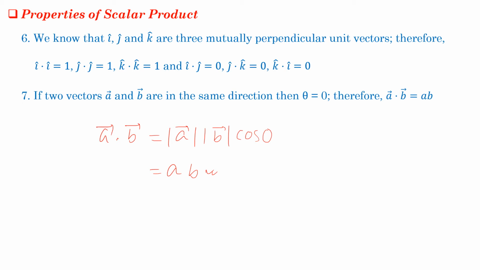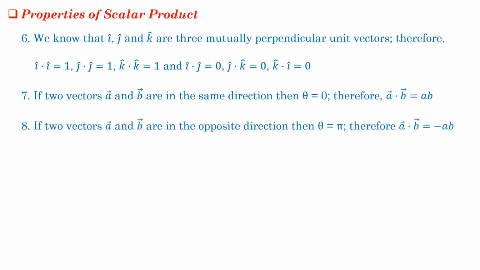Okay, then if two vectors a bar and b bar are in the opposite direction, then theta is equal to pi, and in that case a dot b is equal to minus ab. Very simple, because cos pi will be equal to minus 1. Just put in the previous one as cos pi, and cos pi is equal to minus 1, so the result will be simply minus ab.